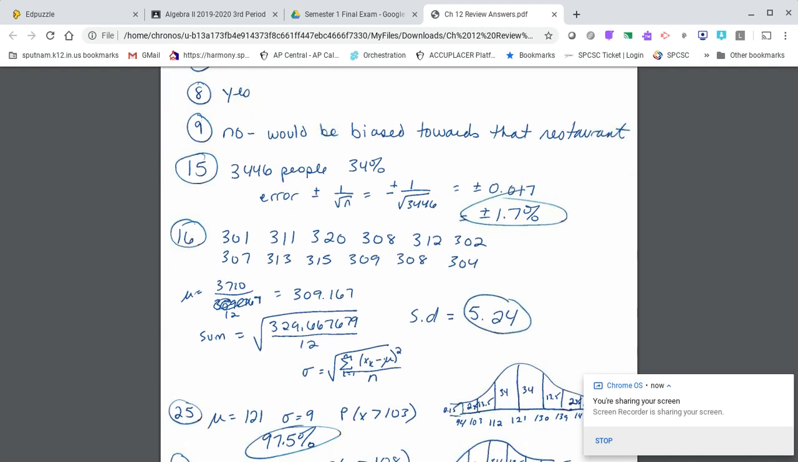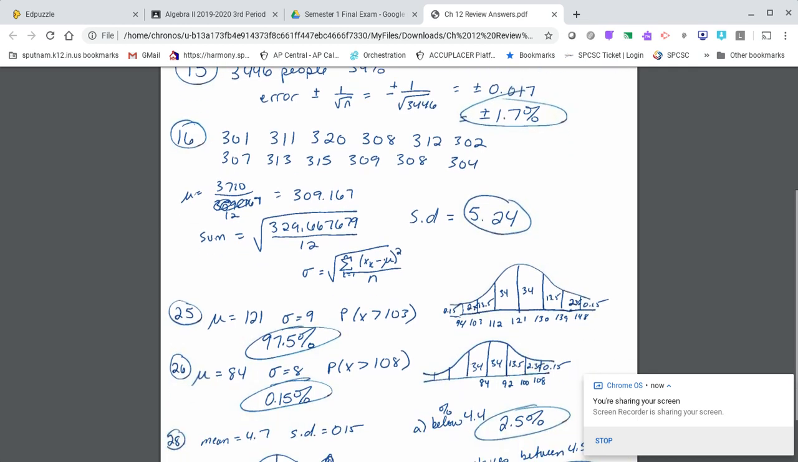Number 15 is an equation, the percent error in a survey. And so the percent error is you take the number of people surveyed, and the error is plus or minus 1 over the square root of the number of people surveyed. So in this survey, 34% of the people said whatever. Well, the error would be plus or minus 1.7%. So the bigger group of people you survey, the less the error is going to be.